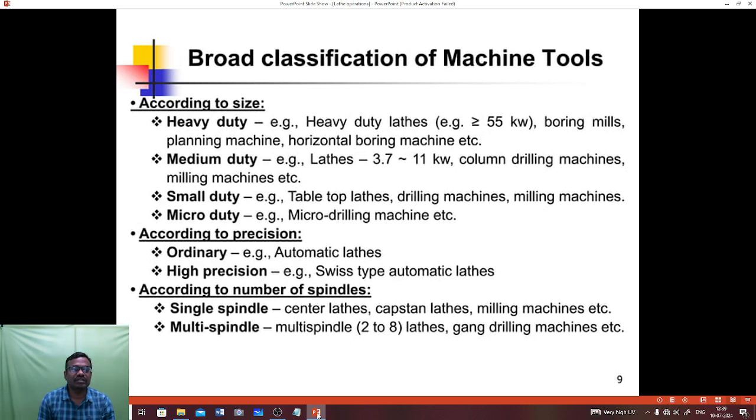According to precision, machine tools are classified as ordinary and high precision. Automatic lathes are an example of ordinary machine tools, and an example of high precision machine tools is Swiss type automatic lathes. According to number of spindles, machine tools are classified as single spindle and multi-spindle. Examples of single spindle machine tools are center lathes, capstan lathes, milling machines, etc. Examples of multi-spindle are multi-spindle lathes, gang drilling machines, etc.